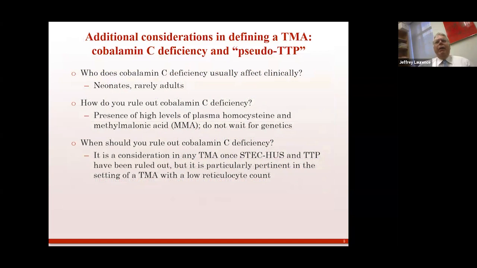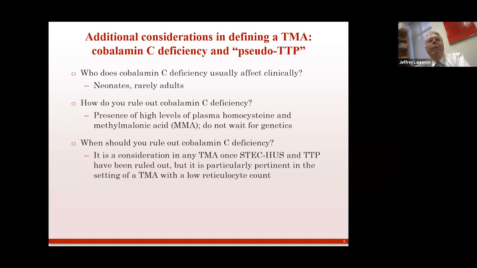And then one thing we fail to consider, and I've actually seen 3 cases now at New York Hospital in adults, is cobalamin C deficiency, vitamin B12 deficiency. In the literature, this is called pseudo-TTP. That's a misnomer because the ADAMTS13 is normal. It should really be called pseudo-HUS. It's responsible for upwards of 10% of cases of TMAs in children and neonates, rarely in adults, but again, in my checkered career, I've had 3 cases.